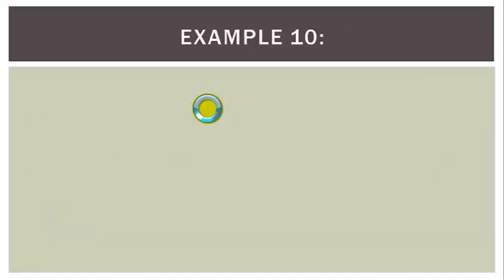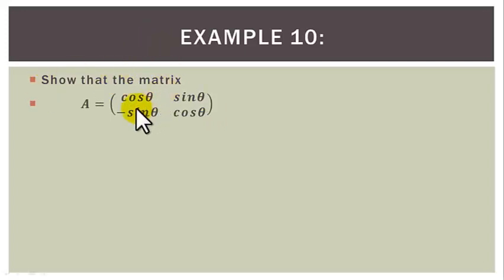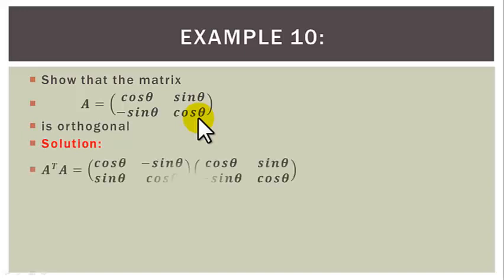Example 10. Show that the matrix A with elements cos theta, sin theta, minus sin theta, cos theta is an orthogonal matrix. Solution. First, we transpose the matrix A and then multiply it by A. The transpose of A is this. This row is now this column. This row is now this column. Then we multiply by A.